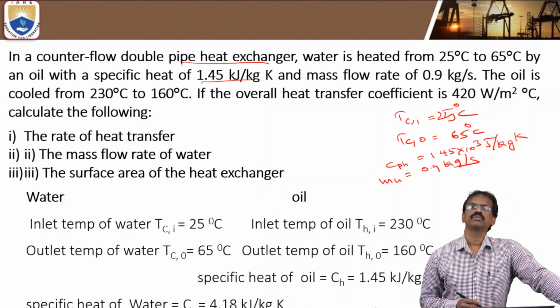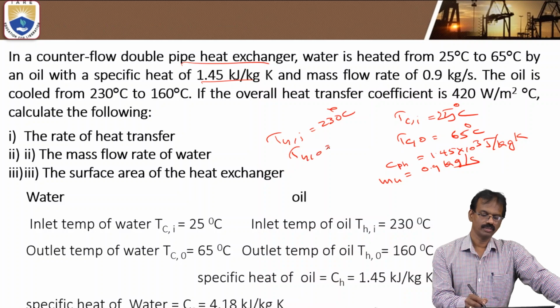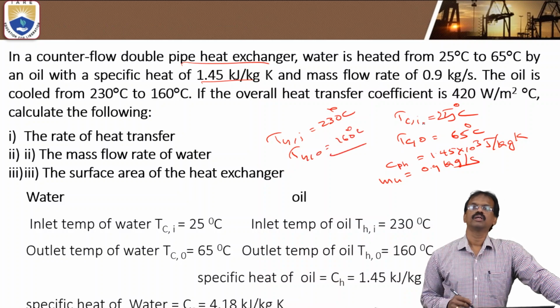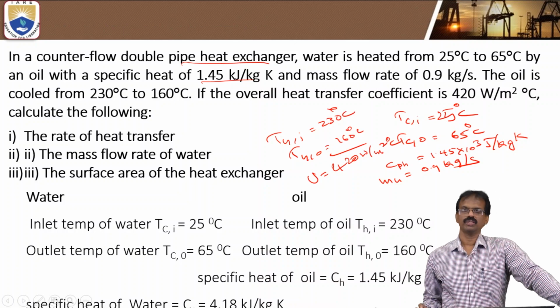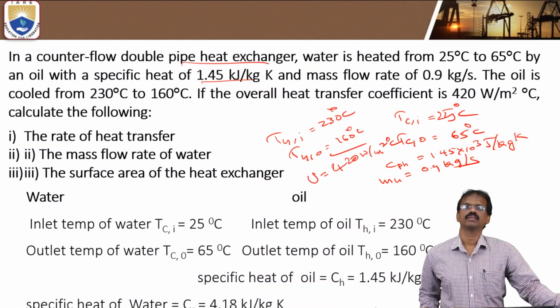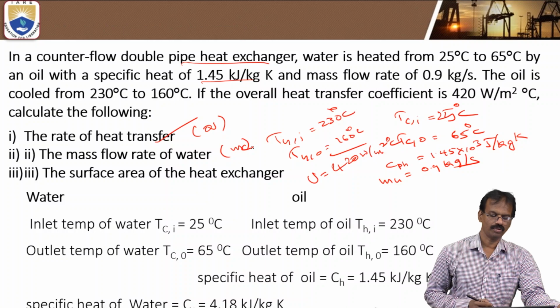Okay. So next, the oil is cooled from hot fluid inlet 230 degrees Celsius to hot fluid outlet 160 degrees Celsius. The overall heat transfer coefficient U is also given, that is 420 watt per meter square degree Celsius. You know all the values, so you have to find out the rate of heat transfer Q, the mass flow rate of water mC, and the surface area A.